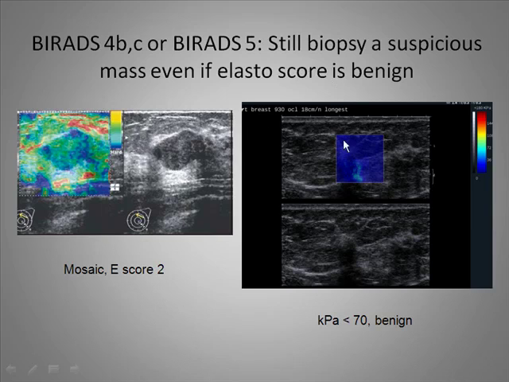Similarly, the case on the right with shear wave imaging is an irregular, inhomogeneously hypoechoic mass with shadowing. This is a BI-RADS 4B or 4C appearance. This would go to biopsy even though the elastogram shows soft tissue. The most stiff area is less than 70 kilopascal, which would be classified as benign. But we don't use elastogram only. We use elasticity plus BI-RADS appearance. And in fact, a BI-RADS appearance that is suspicious like this, we don't use the elastogram at all. We send this to biopsy.